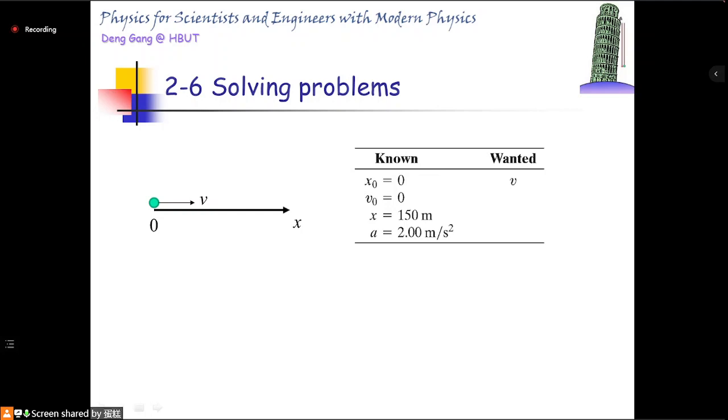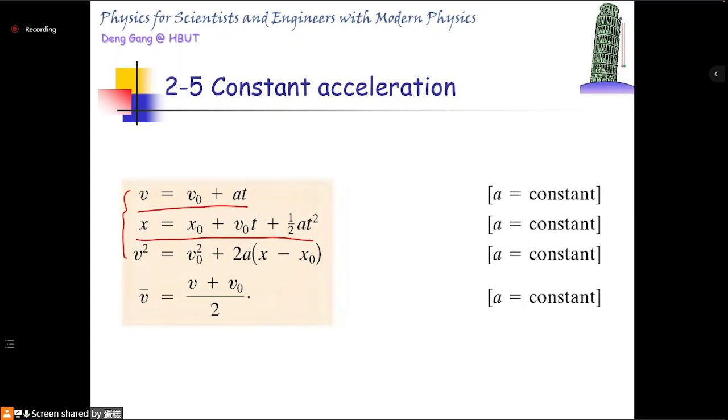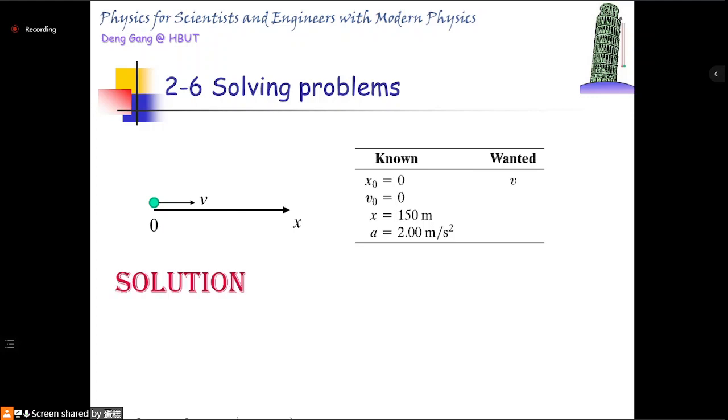So we need to find the equation. Which equation are we going to use? Let's check these equations. We know V0, we know X0, we know X, and we know A. So this equation is the one that we want. It collects all the variables in this problem. That's why we choose this one. This one can help us.